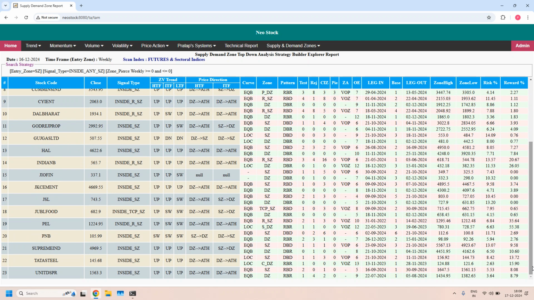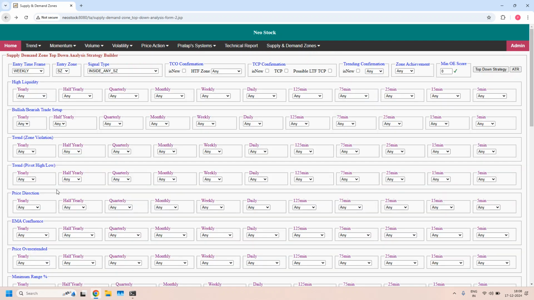So total 23 stocks are filtered where price closed inside weekly supply zone. Out of these 23 weekly supply zones where price closed inside these zones, we can further filter based on the weekly EMA Confluence for the weekly supply zones. So let's set the filter EMA Confluence, weekly time frame, weekly supply zone having weekly EMA Confluence.